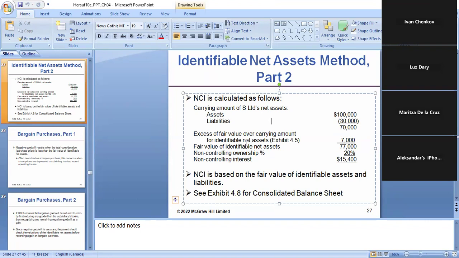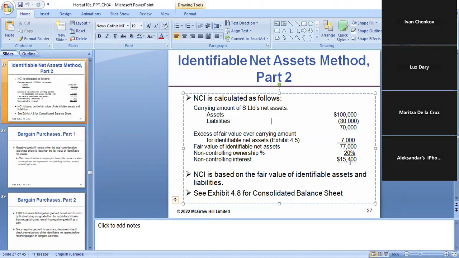Then we're going to see how much is the excess over the fair value of the assets and liability. That's 7,000. 10 minus 3. And we're going to get the fair value of the net identifiable assets. For that amount, we're going to apply the non-controlling interest percentage. And we're going to get 15,400.